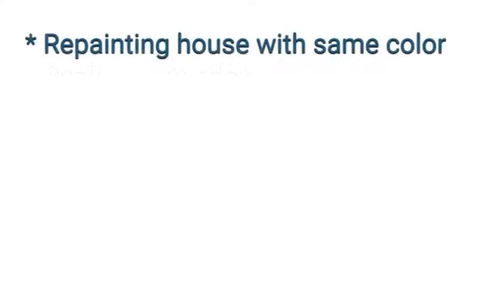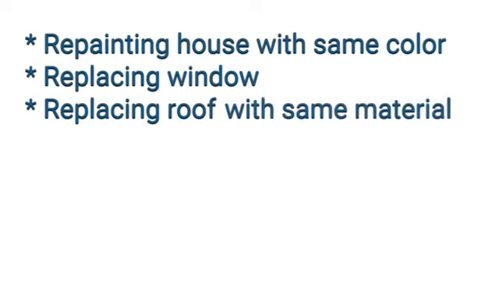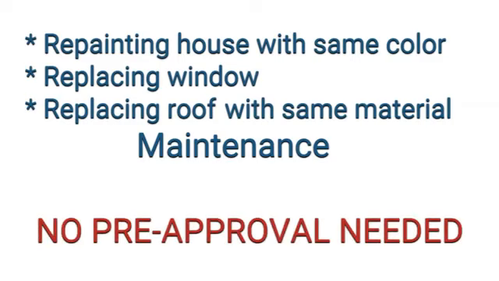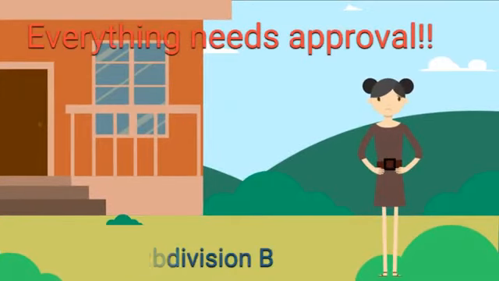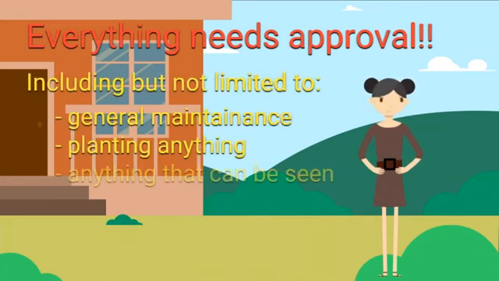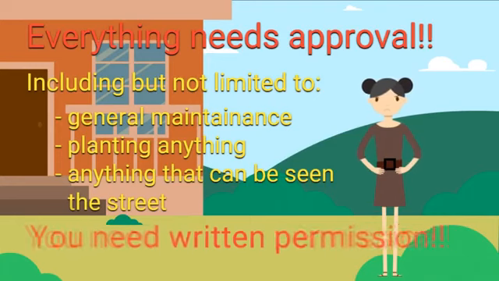If you are repainting your house with the same color, changing your roof, windows, or any work that falls into the category of maintenance, it does not need to be pre-approved as long as you are using the same style or material as it was before. In Subdivision B, when you need to change, maintain or replace any part of your house, whether you are maintaining or improving a part of your property's facade including planting any living thing in the front yard, or any part of your property that is visible in the street, the association requires that you have written permission from the board or the managing company.